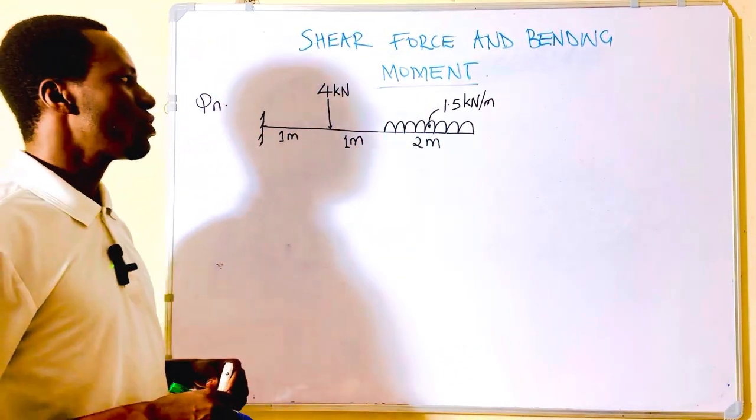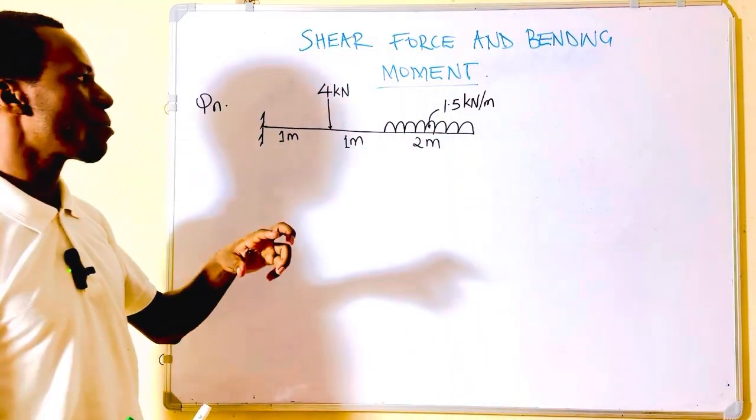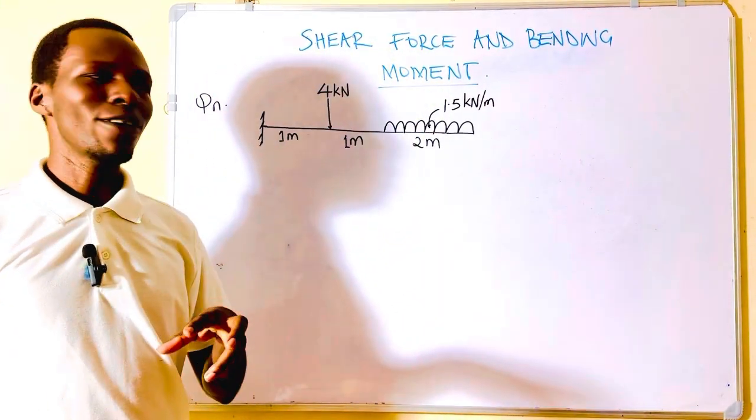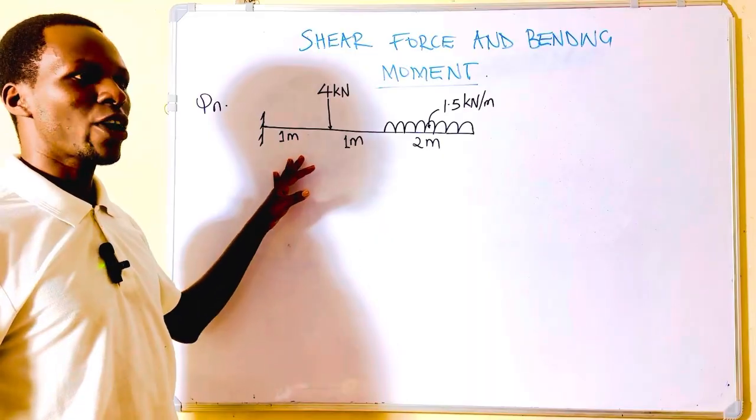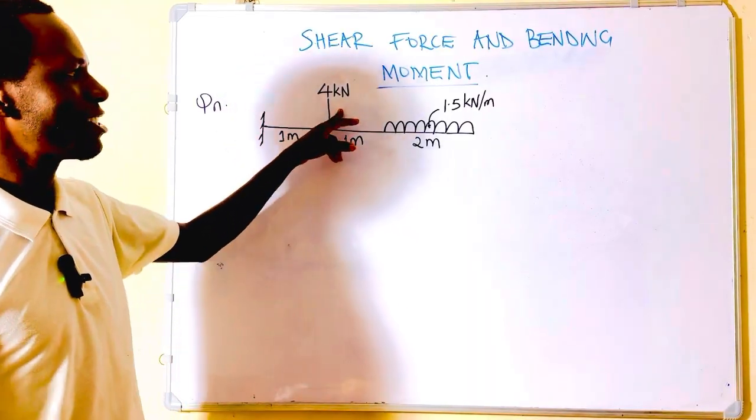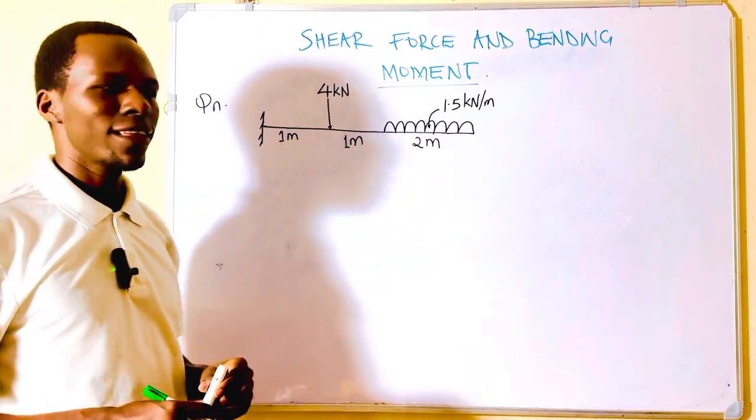In this case, we're going to draw a shear force diagram and a bending moment diagram for this particular cantilever beam with a combination of point load and a UDL.